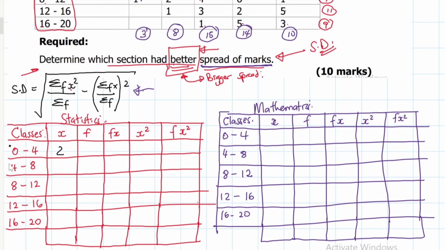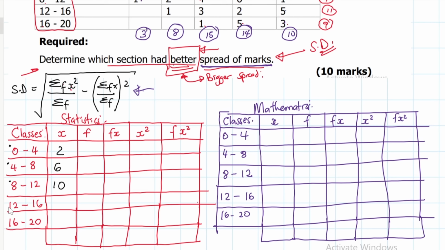We add the 2 to the lower class boundary, so 4 plus 2, which is 6. Come here, 12 minus 8 is 4. So 12 minus 8 is 4. What is that? 4 divided by 2, you get 2. So we add the 2 to the 8. We end up with 10.